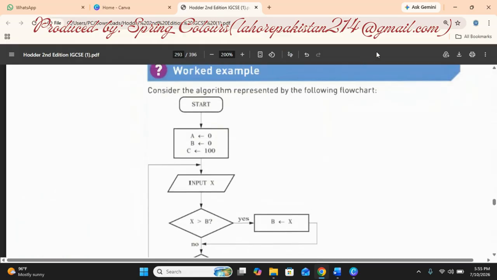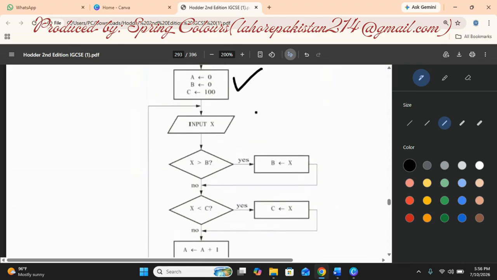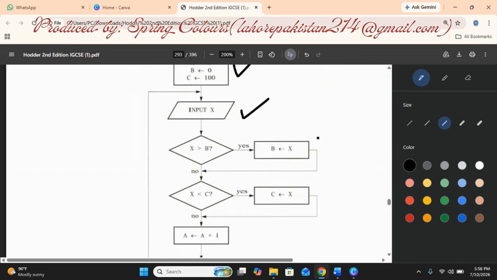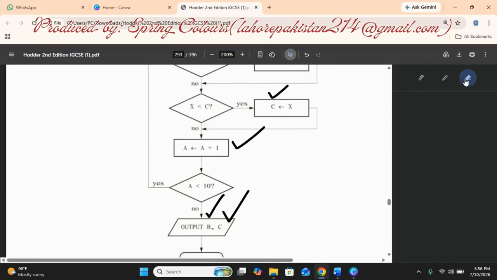This is the flowchart. It declares three variables in the beginning, and then it takes 10 inputs from the user. These 10 inputs are compared with variables B and C. If the values are greater, they will be saved inside B. If the values are lesser, they will be saved inside the variable C, and A is used as a counter. Then the largest and smallest values will be shown on the screen to the user.